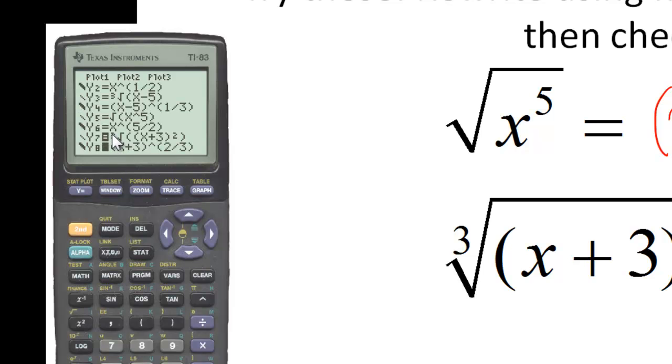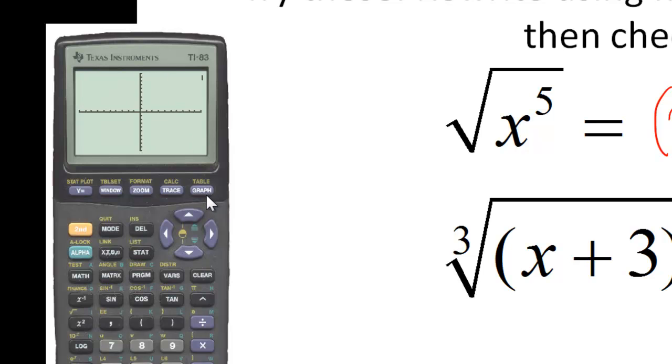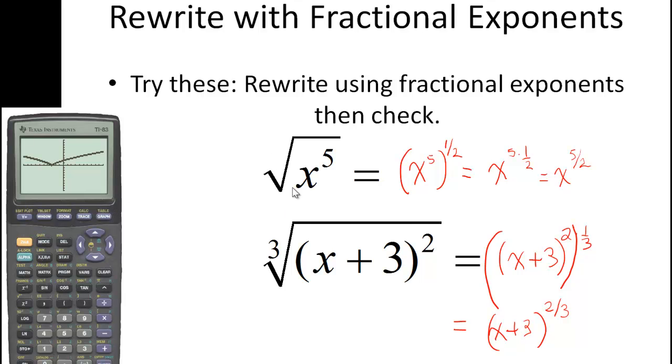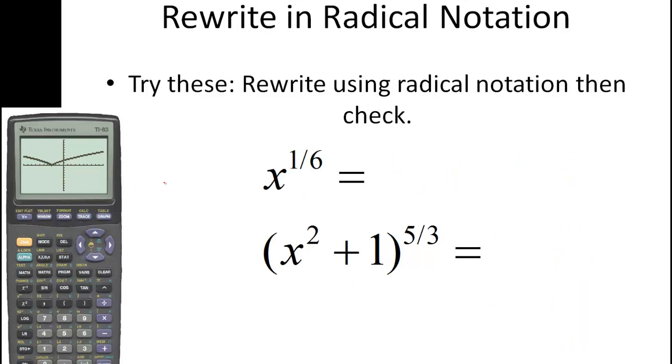So again, I've put in the cube root of the quantity x plus 3 squared, and I'm graphing x plus 3 to the quantity 2/3. And again, I'm going to check to see if I get the exact same graph. So here is the cube root of x plus 3 squared, and there is x plus 3 to the 2/3 power. Sure enough, they're the exact same graph. Okay, so we've got two more here.